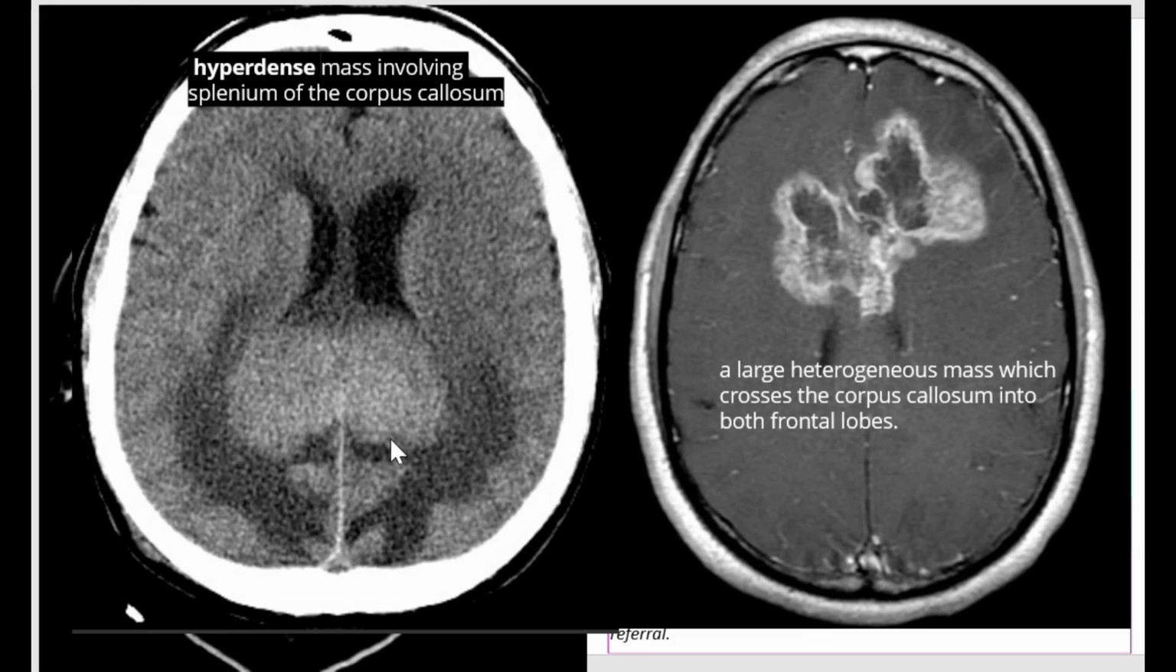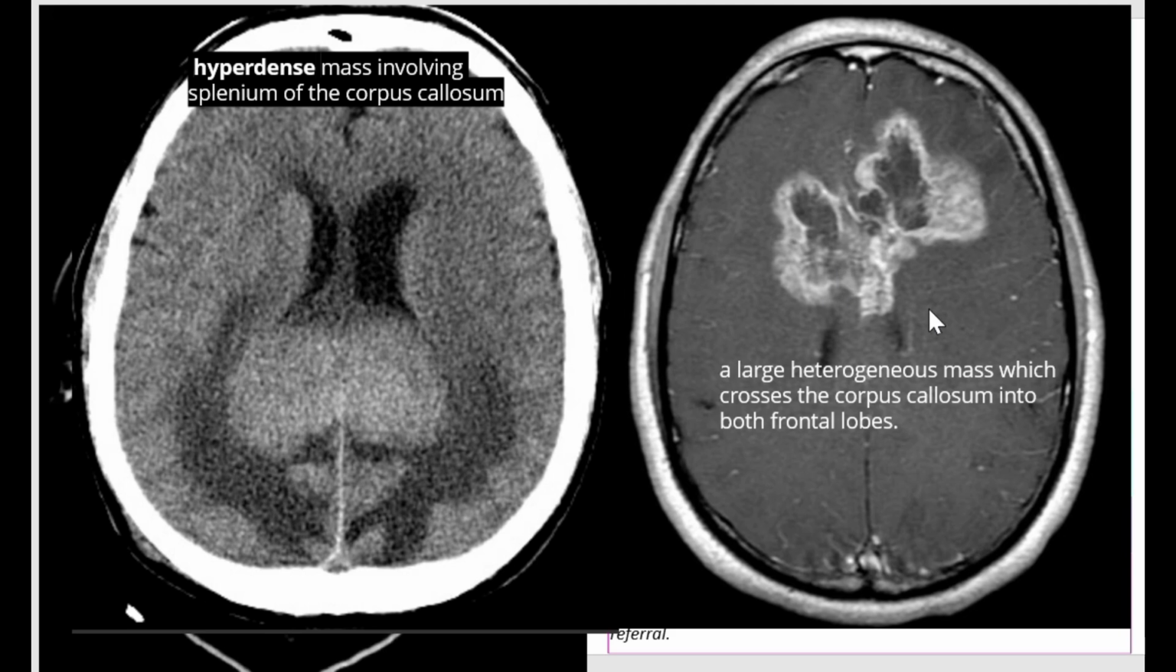This is an example of corpus callosum lymphoma, and this is an example of glioblastoma multiforme of the corpus callosum. This is the pre-contrast CT scan showing hyperdense lesion or hyperdense mass involving the splenium of the corpus callosum. Okay, this is an example of corpus callosum lymphoma.